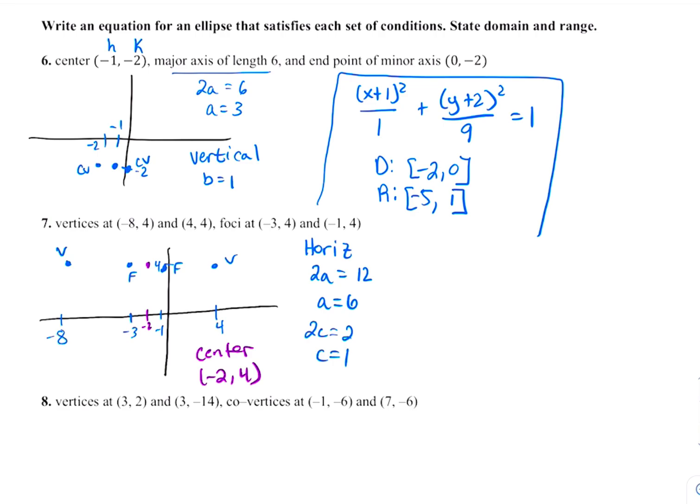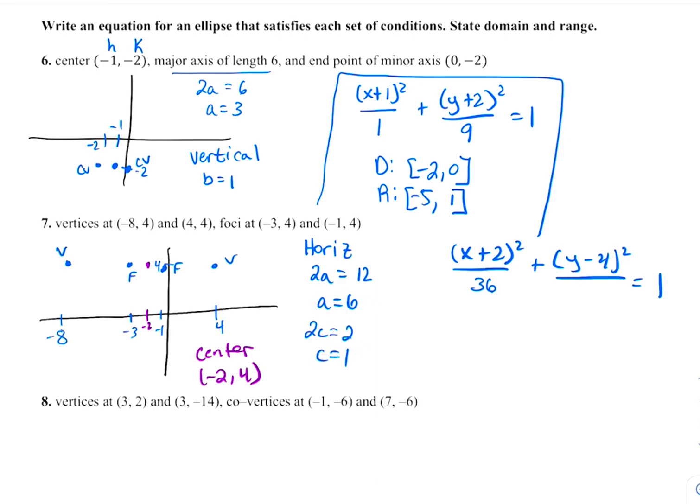So now I know my H, my K, my A, and the direction. So if I wanted to, I can start writing my equation. So I would have x plus 2 squared over a number plus y minus 4 squared over a number, and then equals 1. And since I know it's horizontal and I have my a, that means that a squared has to go underneath my x value. So 6 squared will be 36. And then now I just need to figure out my b value.